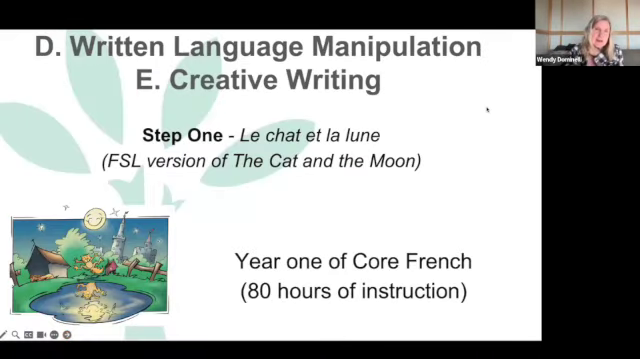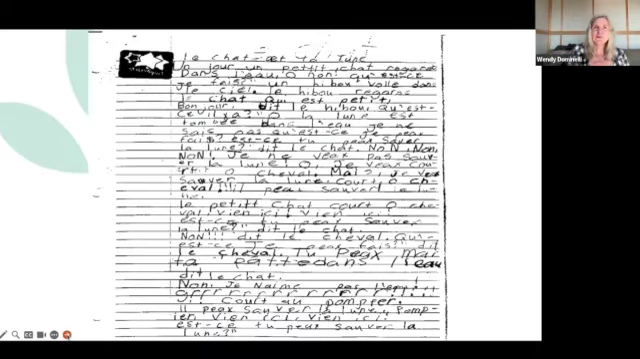So this is one of my students' pieces when I was in Toronto. This is a step 1 kit. This is the student's first year of French, 30 minutes a day, at the end of the year, around the 80th hour of instruction. And she wrote this story. It's a story retelling based on the story that we've been working on.